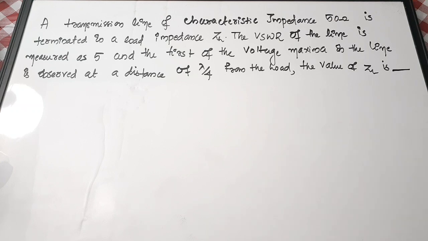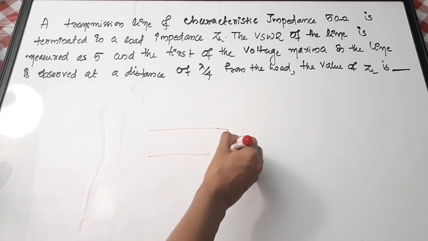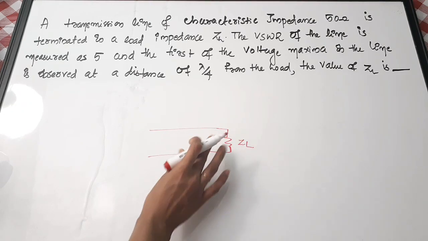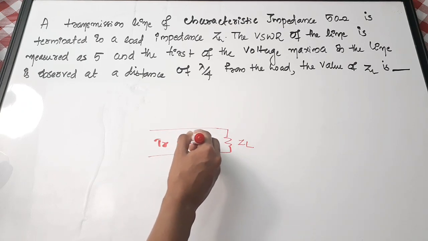Okay, so we have a transmission line. I'll draw the structure for you. So we have a transmission line. We have a load here. And the load is ZL. The characteristic impedance of this transmission line is 50 ohms.